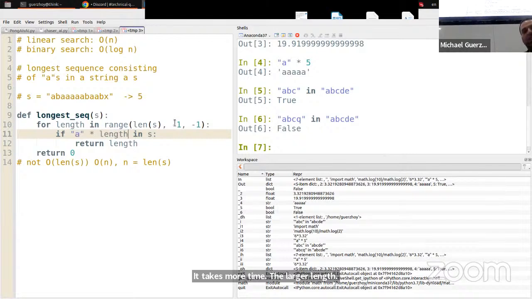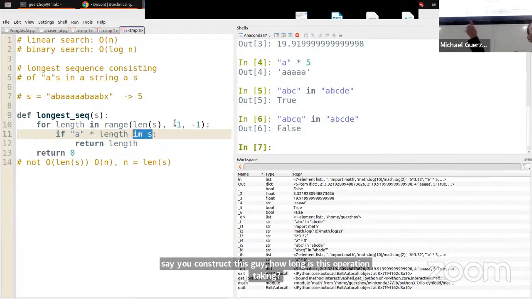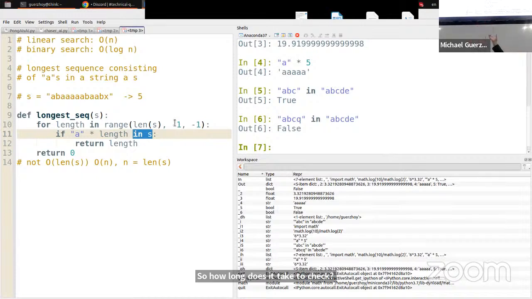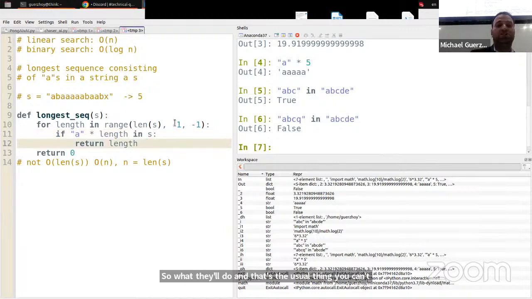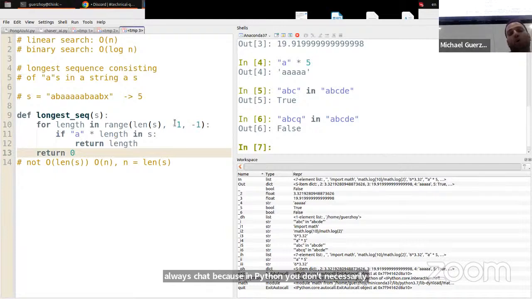So there is another problem, which is, let's say you construct this guy. How long is this operation taking? How long does it take to check whether A times length is really an S? Well, I don't know. So what I'll do, and that's the usual thing, you can't always check because in Python, you don't necessarily know how things are implemented. What I'll do is I'll just rewrite it in a way that would be easier to analyze.